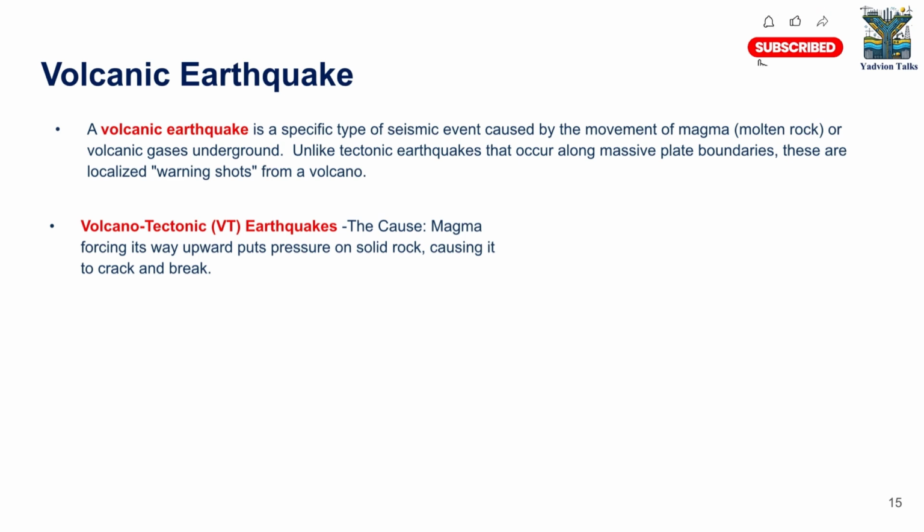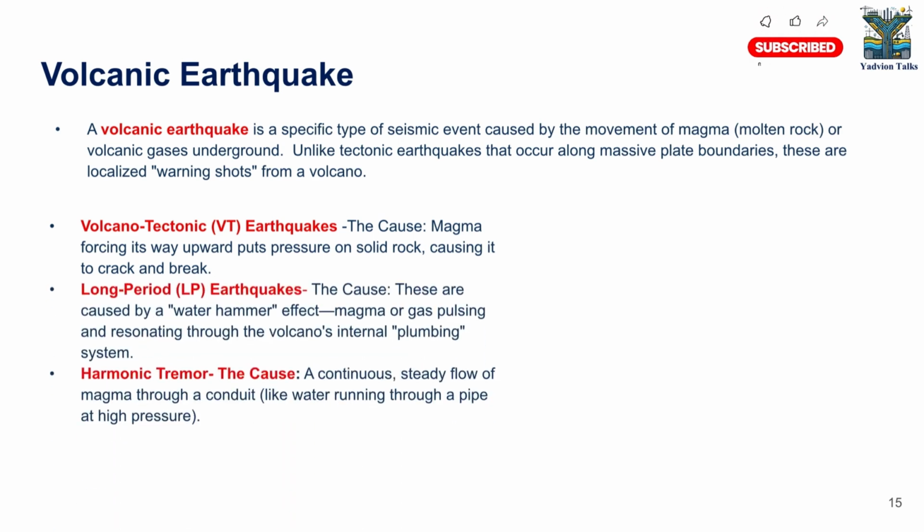Volcanic earthquake is a specific type of seismic event caused by the movement of magma or volcanic gases underground. There are three types of volcanic earthquake. Volcano-tectonic earthquake is caused by the magma forcing upward. Long period earthquake is caused by the water hammer effect of the magma and gases pushing and resonating in the volcanic internal plumbing system. Harmonic tremor is caused by the continuous flow of magma.